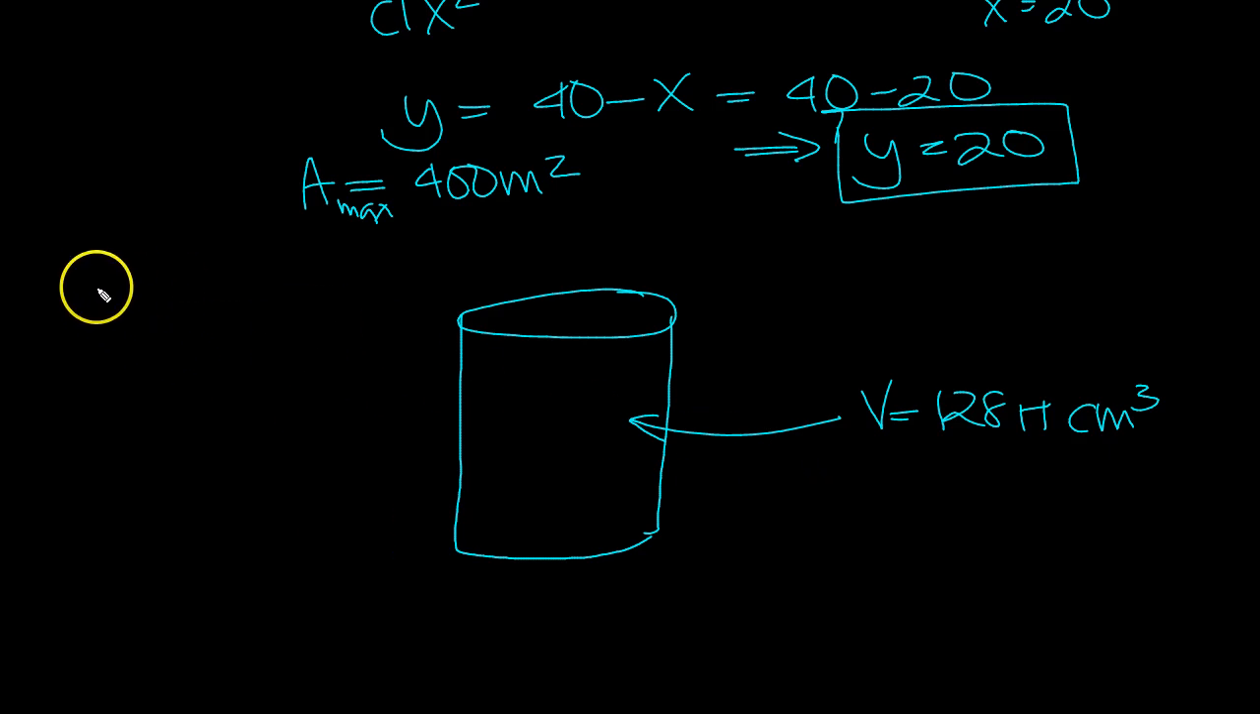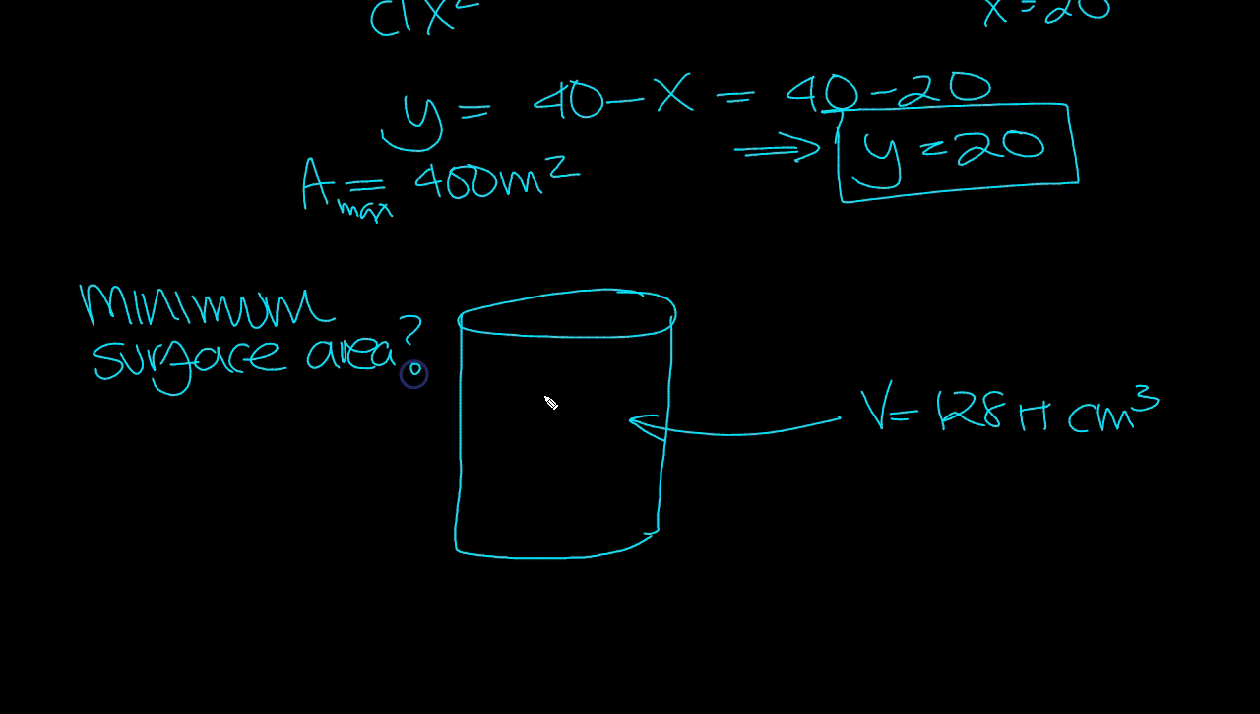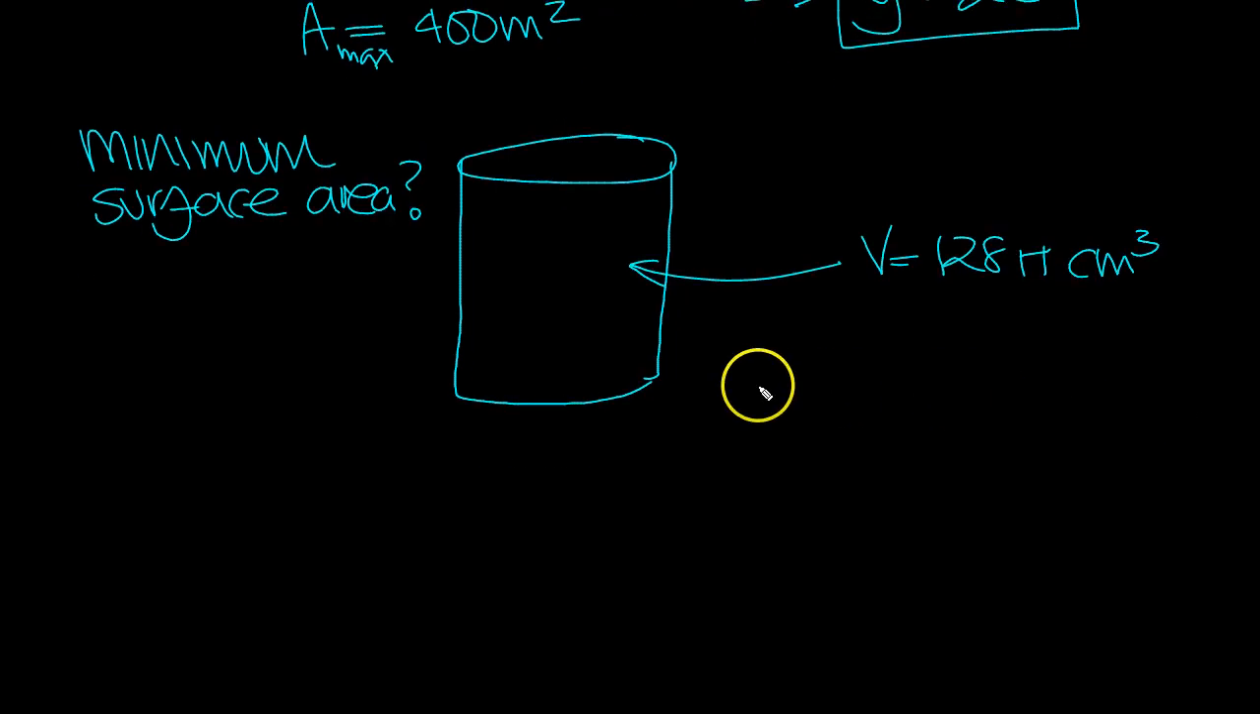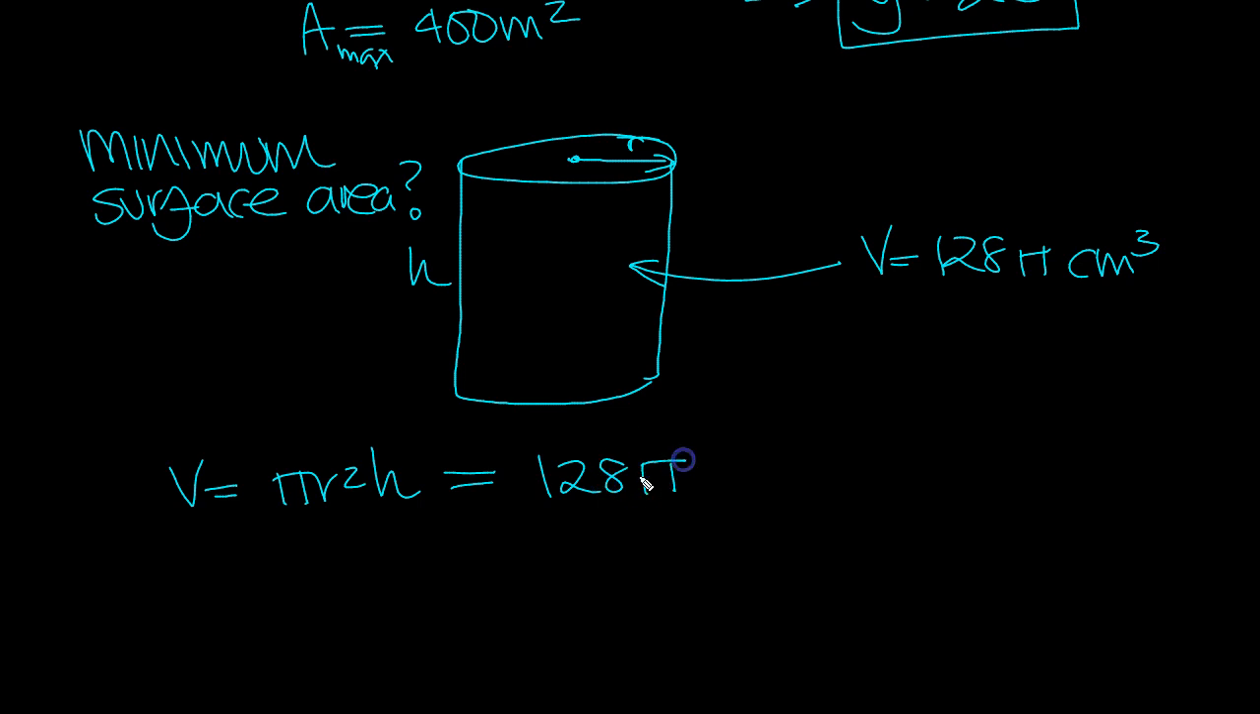So we need to find the minimum surface area of a cylinder, given that the volume is that. Find the dimensions. Okay, so we've got a closed solid circular cylinder. We'll label the radius as r and the height h. The volume of a cylinder is pi r squared, the cross-sectional area, times the height. Now we know that's equal to 128 pi. So r squared h is equal to 128.